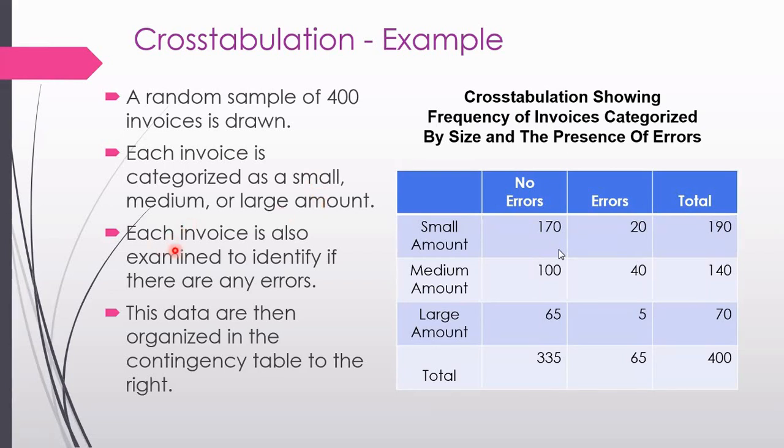Then each invoice is also examined to identify whether there are any errors. So, the status of the presence of errors: if there are no errors, then we put no errors; if there are errors, then that consists of errors. So presence of errors is another variable. Then this data is organized in the contingency table to the right, according to the characteristics of the invoices. Row-wise, they are organizing the size of the invoice, and the columns indicate the presence of errors: no errors and errors.